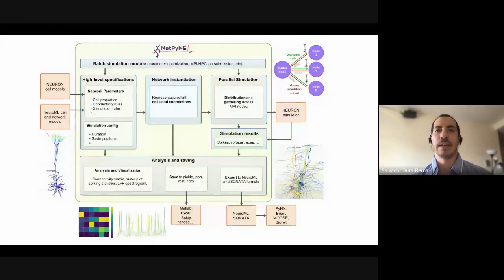So this is an overview of the NetPyNE package. We will go into more detail later on in the course, but the basic idea is that you have a first step where you define the model, what we call the high-level specifications. You then create a Neuron model based on those specifications, which we call the network instantiation, and you can then run parallel simulations, where NetPyNE takes care of, again, distributing the cells and gathering all the data. Afterwards, you can use a number of built-in analysis functions in NetPyNE that allow you to do common things in neuroscience, like plotting connectivity matrices, raster plots, spiking statistics, LFPs, saving to different formats, and exporting to other simulators, all within the NetPyNE package. And as well, here at the top, we have this batch simulation module, which I mentioned, to facilitate exploring the parameters of the model in an automated way.